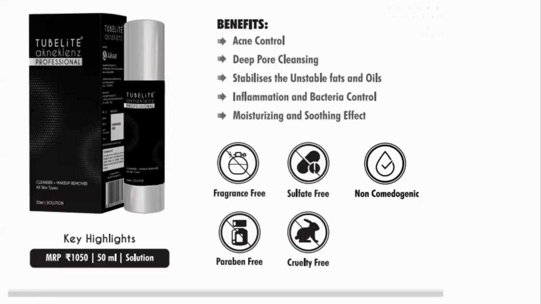So this is our product TUBELiTE Akneklenz, which is a 50 ml solution. And the major benefits you can talk about for TUBELiTE Akneklenz are that it's completely for acne control. It does deep pore cleansing. It tries to stabilize the unstable fats and oils. It has got inflammation and bacteria control power. It provides a moisturizing and soothing effect. So these are the major benefits of TUBELiTE Akneklenz, which is a customized cleanser designed for acne, and it's completely fragrance-free, sulfate-free, non-comedogenic, paraben-free, and a completely cruelty-free product.